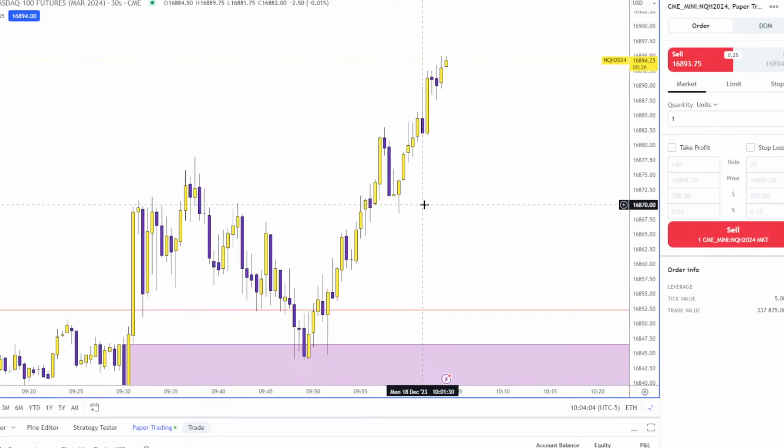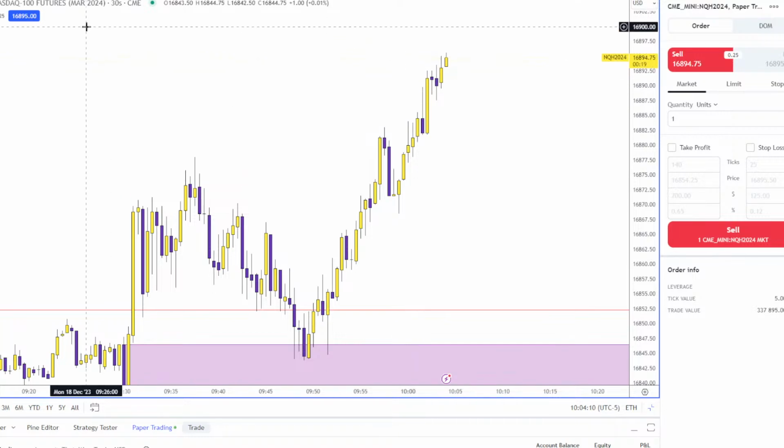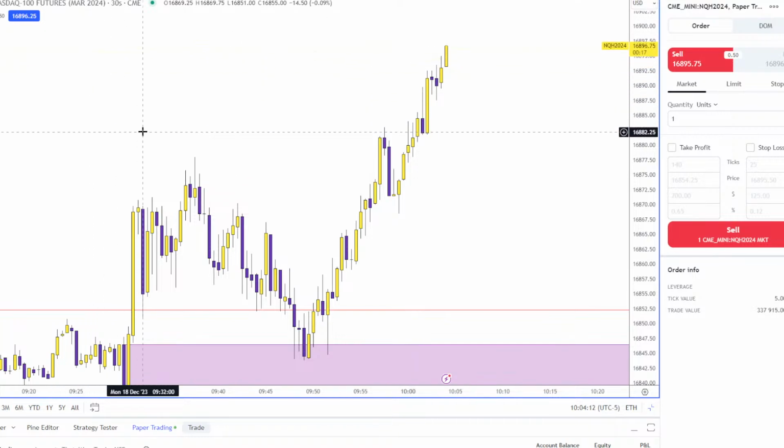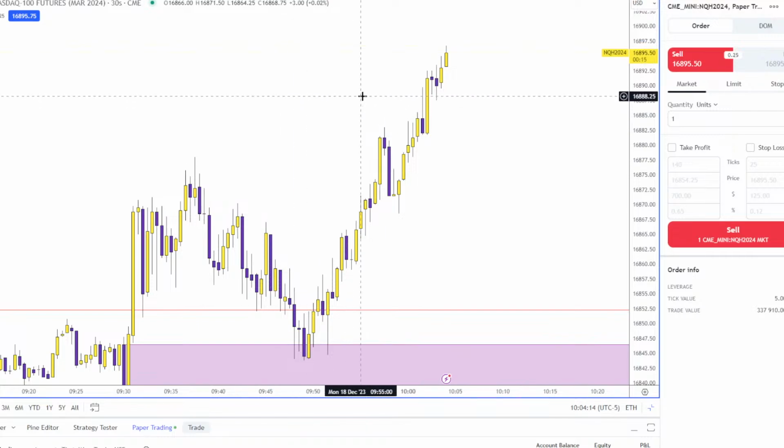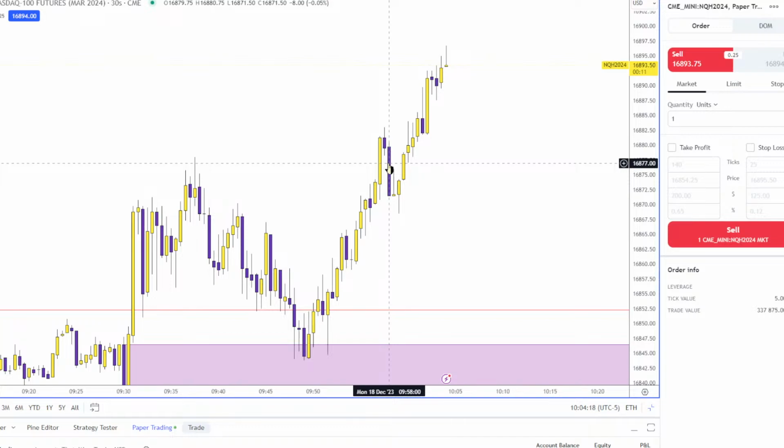Still a weekly fair value gap, price above. Good draw on liquidity. Let's see what the next few minutes are going to hold for us.